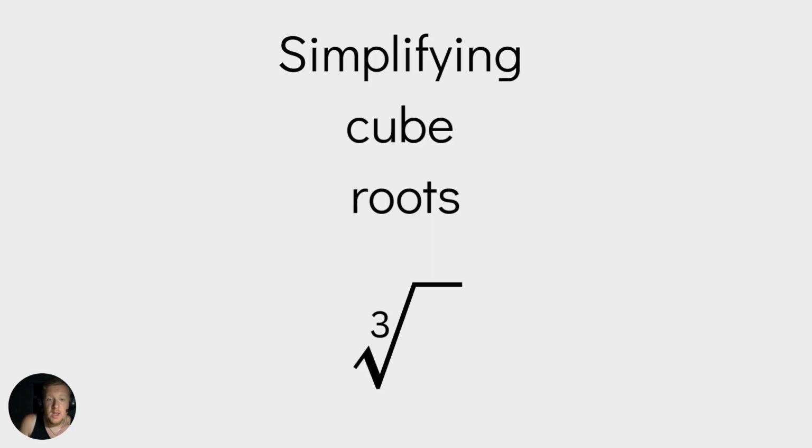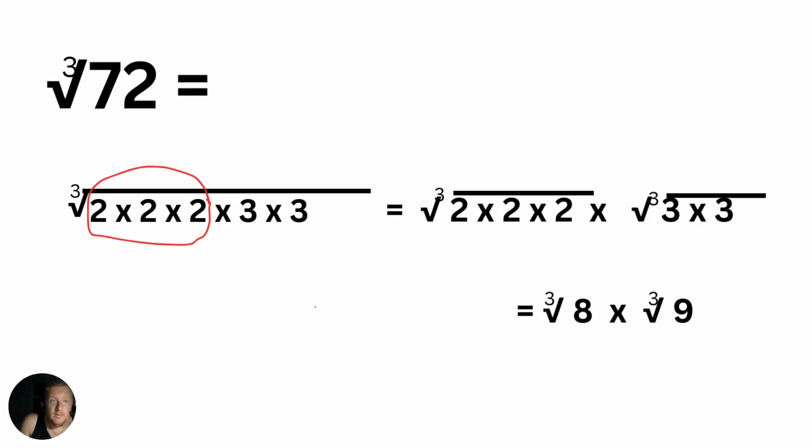Now, simplifying the cube roots. The cube root of 72 is kind of the same as the square root of 72, but this one I highlighted three 2's because 2 times 2 times 2 is a perfect cube. 3 times 3 cannot be simplified any further because it's a perfect square.